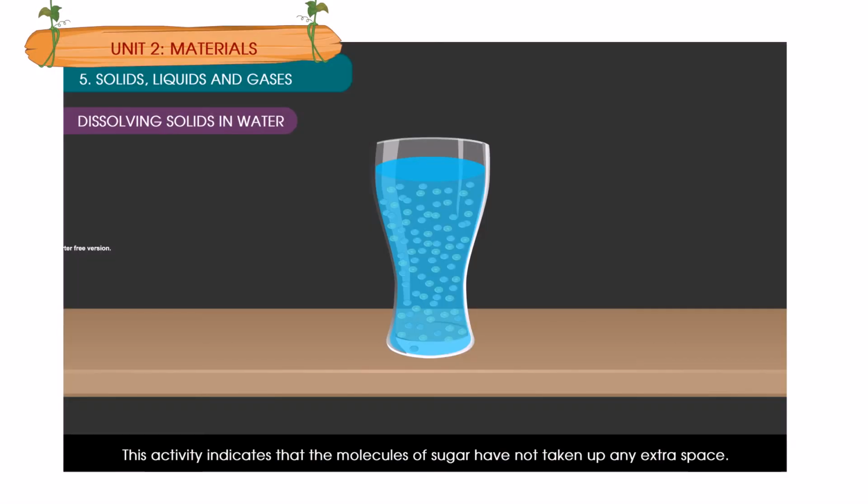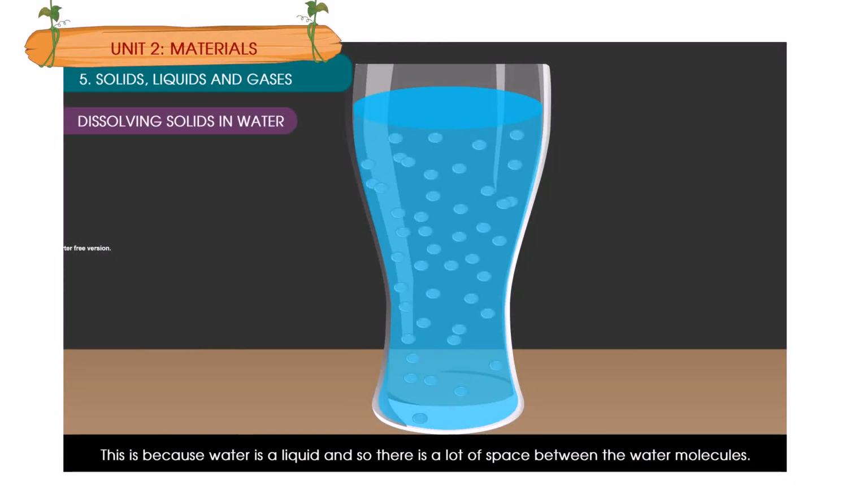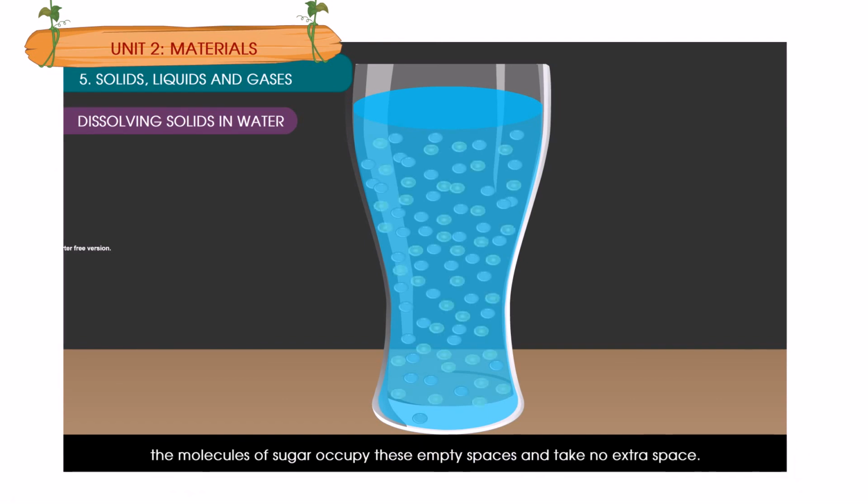This activity indicates that the molecules of sugar have not taken up any extra space. This is because water is a liquid and so there is a lot of space between the water molecules. On dissolving sugar in water, the molecules of sugar occupy these empty spaces and take no extra space. Thus, the volume of the solution and the solvent remains the same.